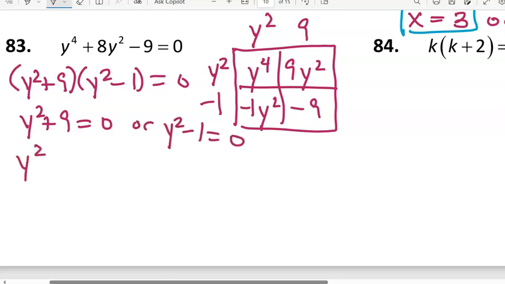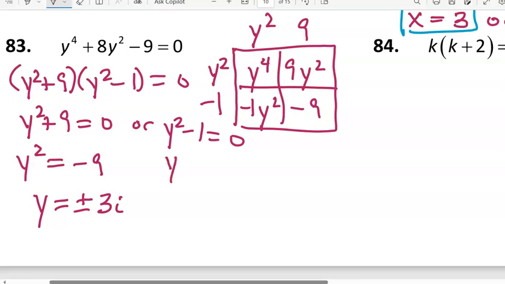And if y squared plus 9 is equal to 0, then y squared is equal to negative 9. Remember, there are two solutions here since this is a quadratic equation. So if we take a square root on both sides, we're going to get a plus or minus type of solution. The square root of negative 9 is 3i.